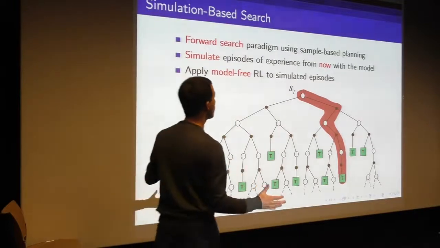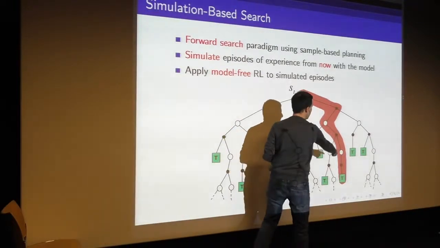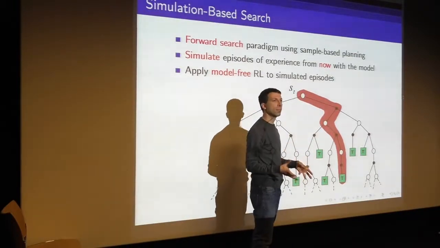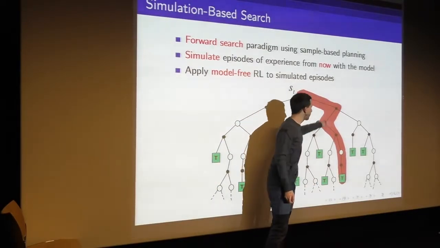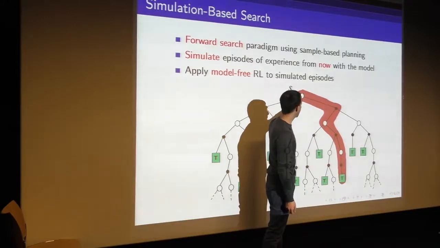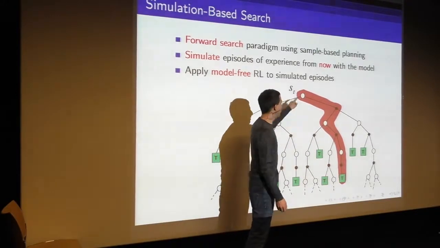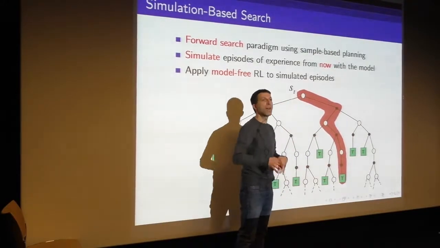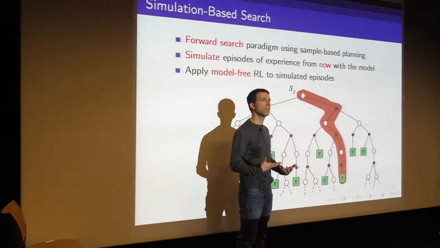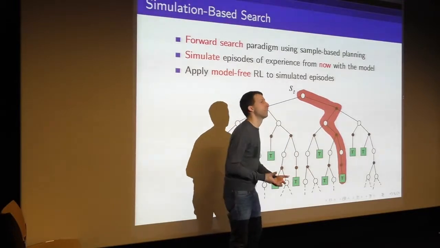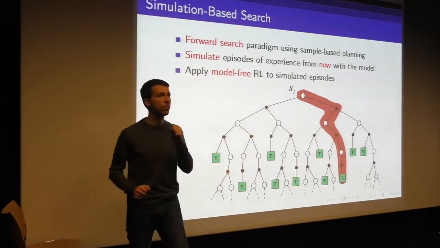Then, once we've got these trajectories of experience, we apply model-free reinforcement learning. We treat this just like usual. We say, okay, I'm starting here, I'm running some trajectory, I start from here again, I run some other trajectory, start again, run some other trajectory. That becomes the source of experience, and we apply our familiar model-free reinforcement learning algorithms to those trajectories. And that is simulation-based search.